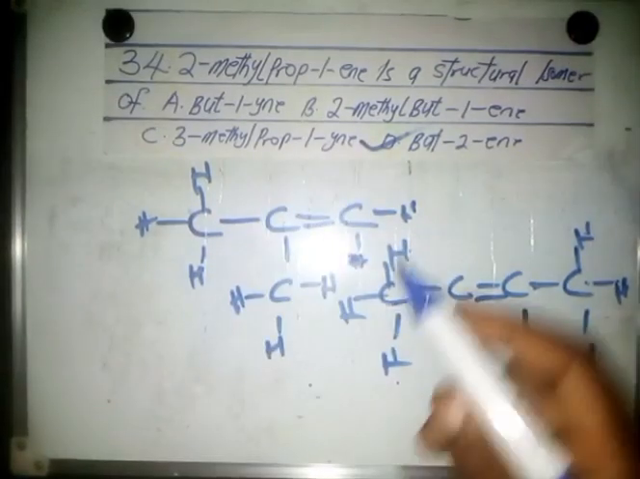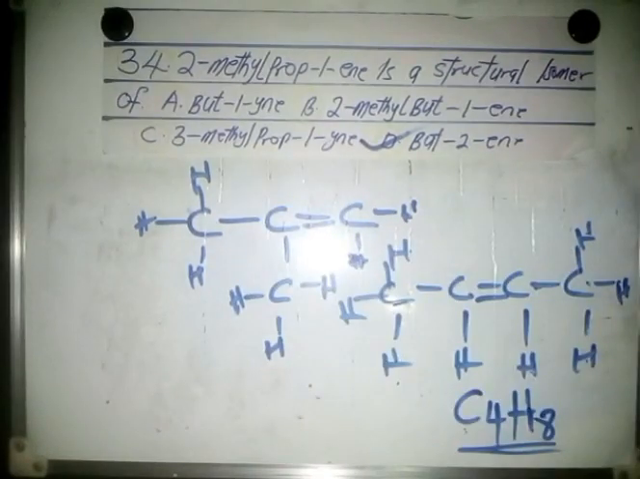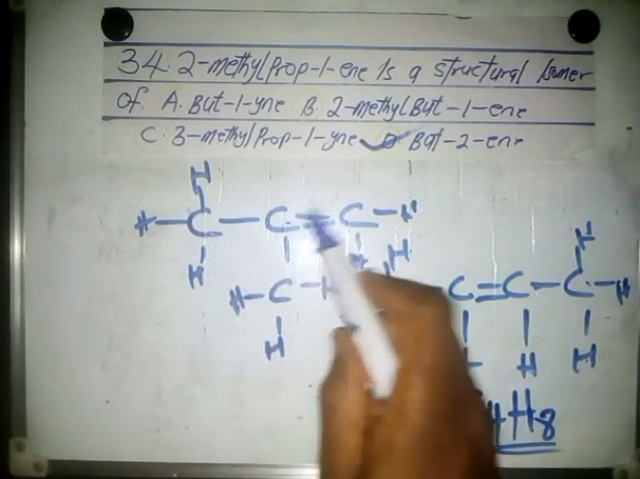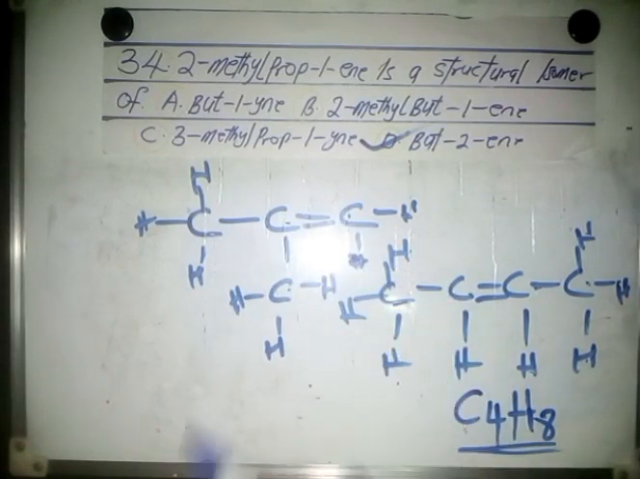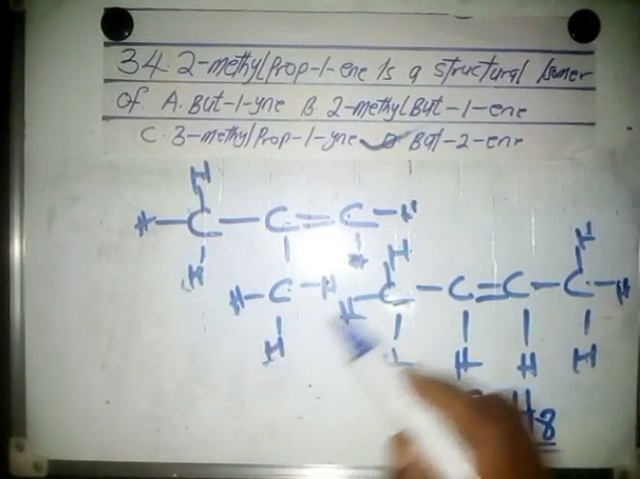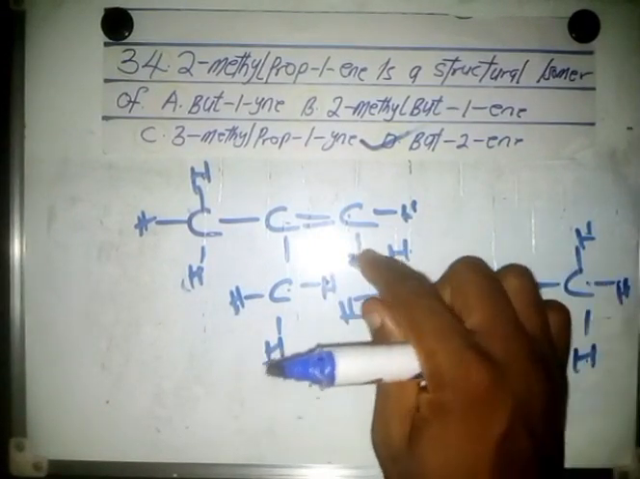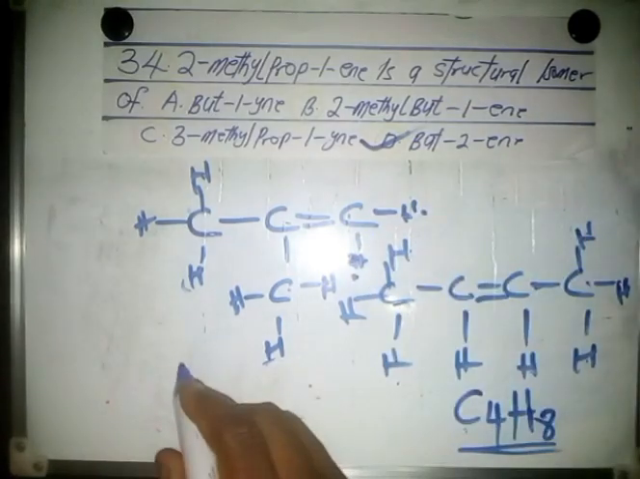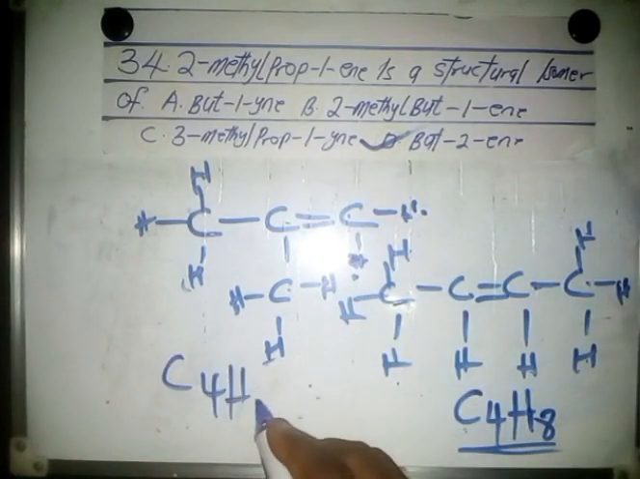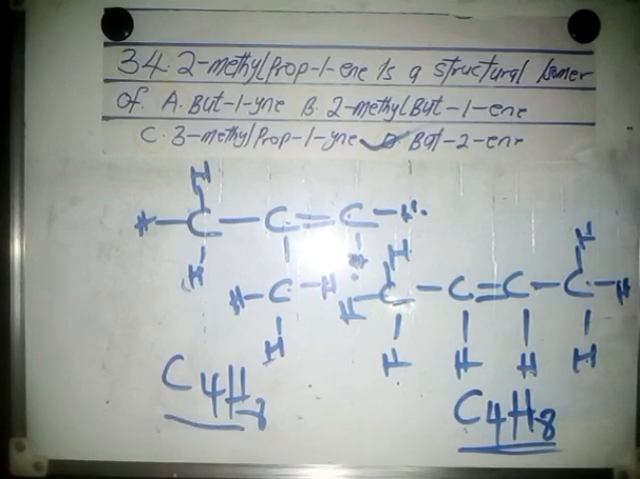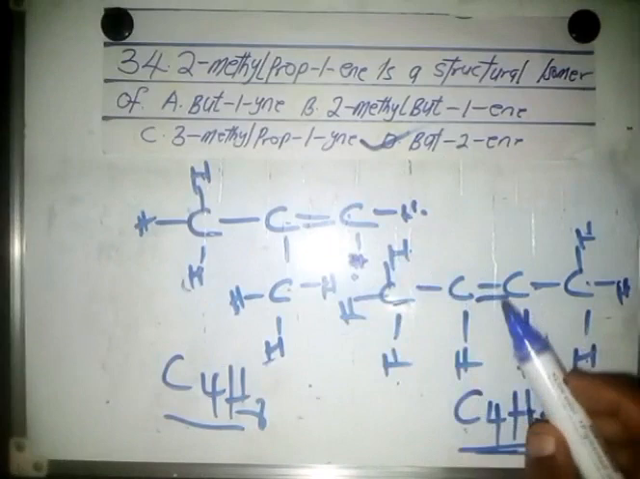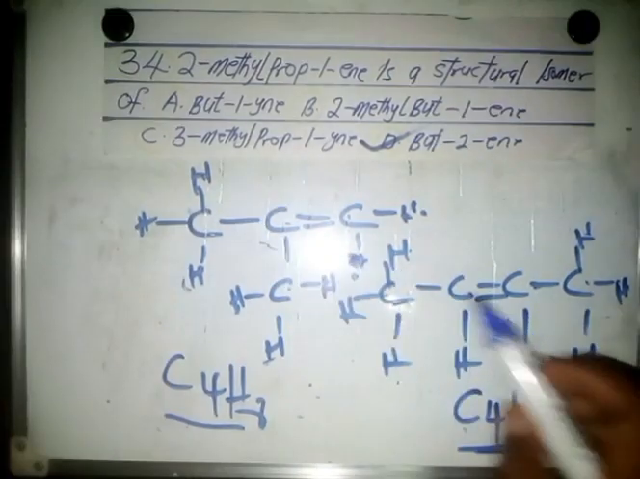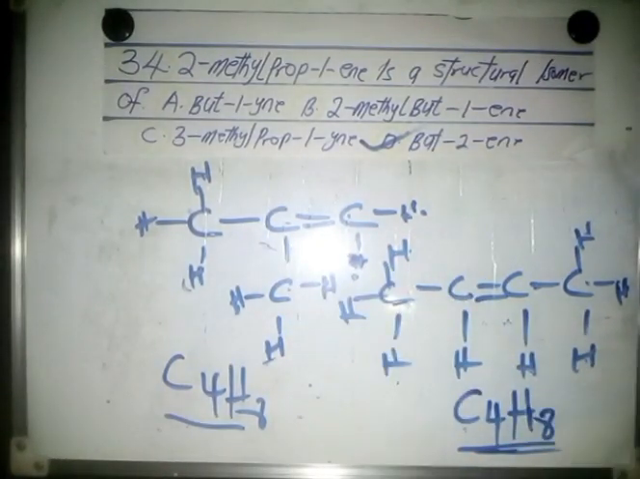Let's come here. Let's count the same number of carbon. 1, 2, 3, 4. So let's count the hydrogen. 1, 2, 3, 4, 5, 6, 7, 8. So this is C4H8. C4H8, C4H8. They have the same molecular formula, but different molecular or structural formula. So they are isomers. So your answer is D, but-2-ene.